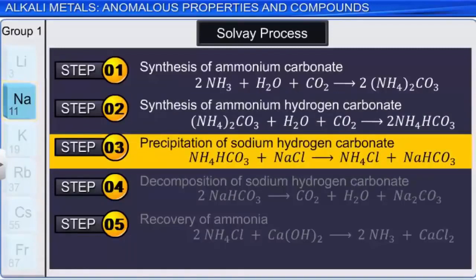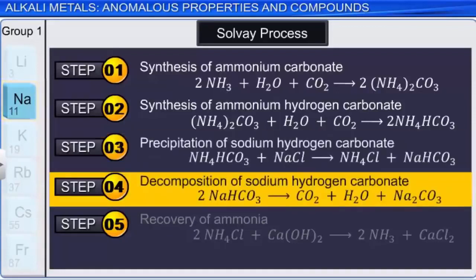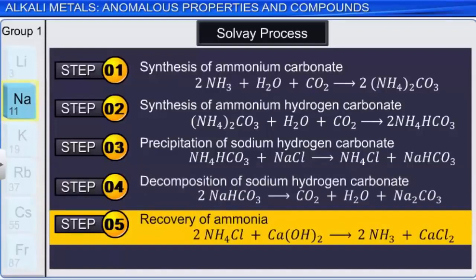Upon heating, the sodium hydrogen carbonate decomposes to form water, carbon dioxide, and sodium carbonate. Finally, ammonia is recovered by reacting the ammonium chloride formed in step 3 of the process. Calcium chloride is the only byproduct of this entire process.